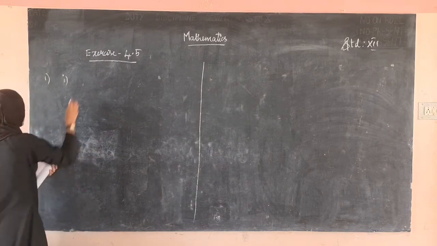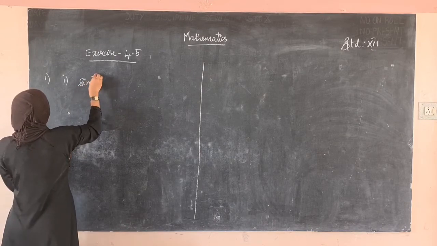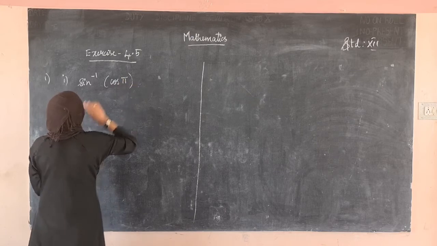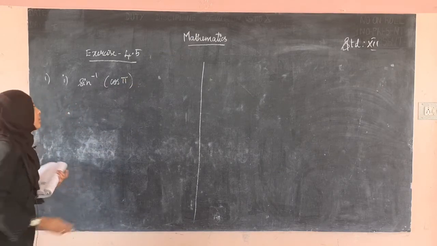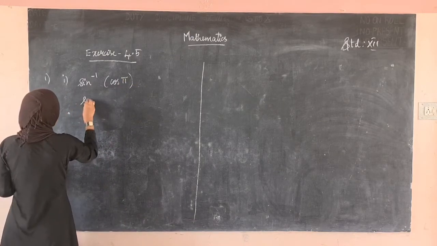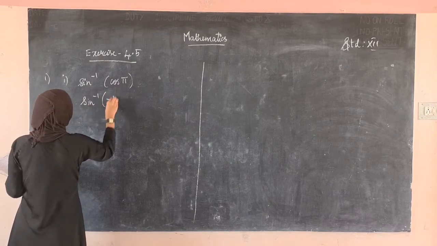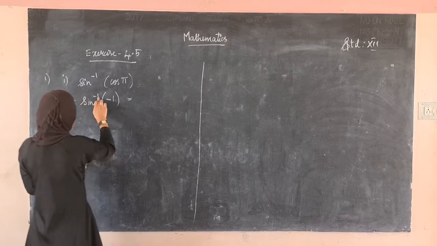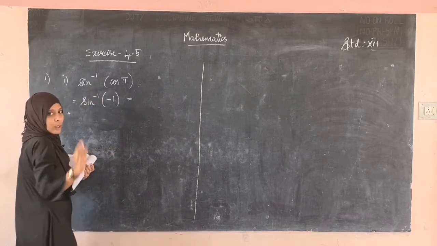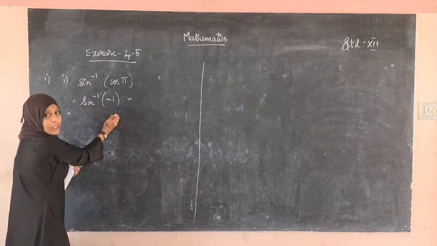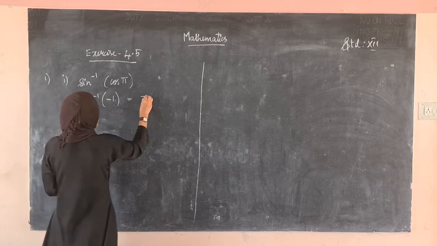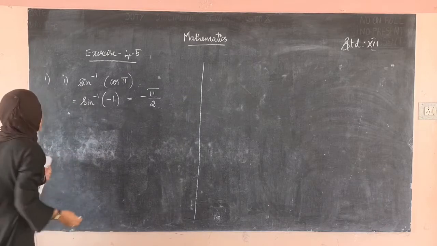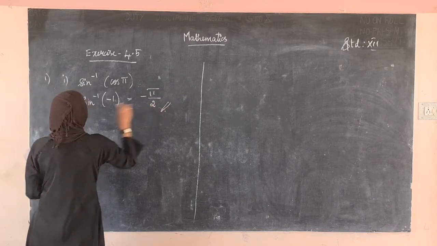See the first subdivision, sine inverse of cos pi. What is the value of cos pi? Let the sine inverse be as it is. Cos pi's value is minus 1. Then what is the value of sine inverse of minus 1? Sine inverse of 1 is pi by 2. Sine inverse of minus 1 is minus pi divided by 2. Therefore the value exists. This is the value, minus pi divided by 2.